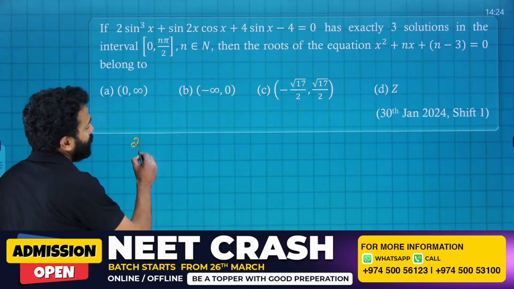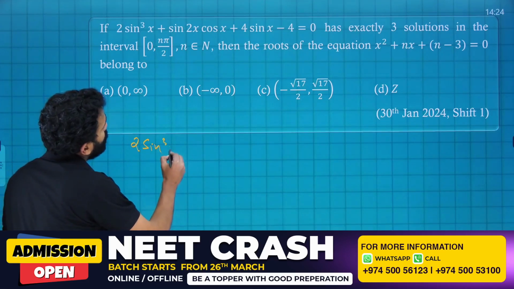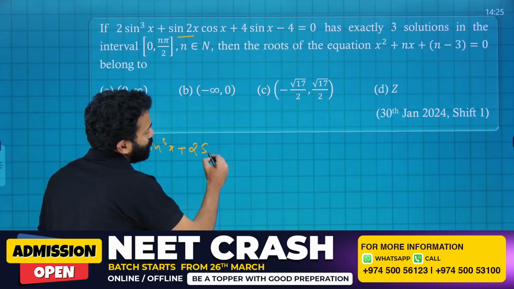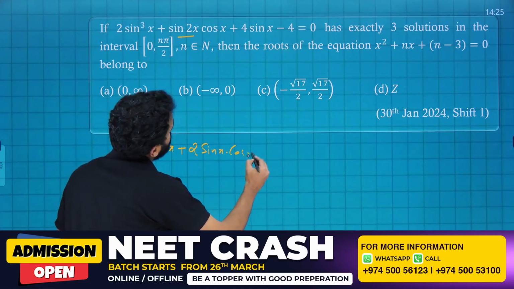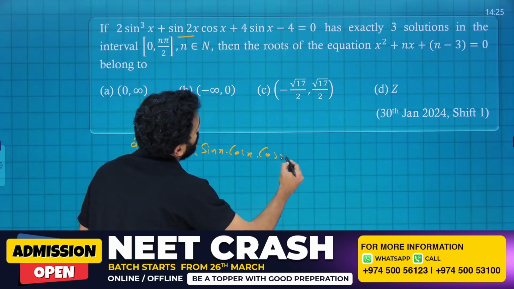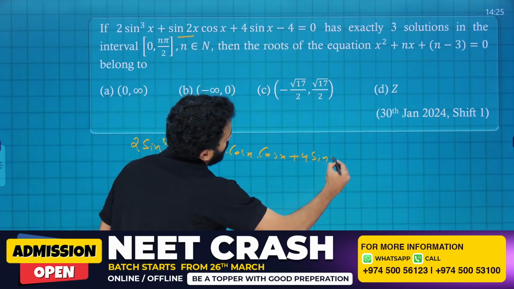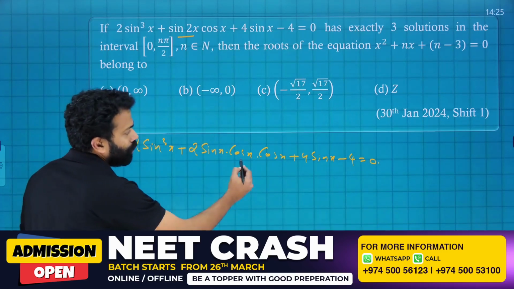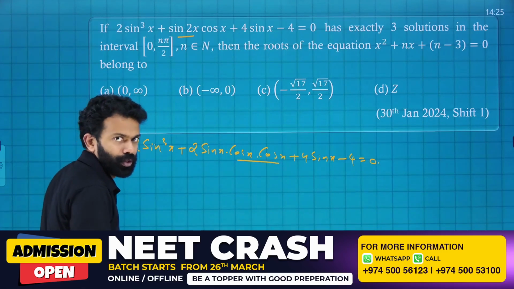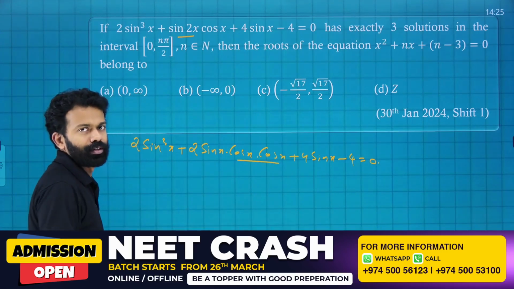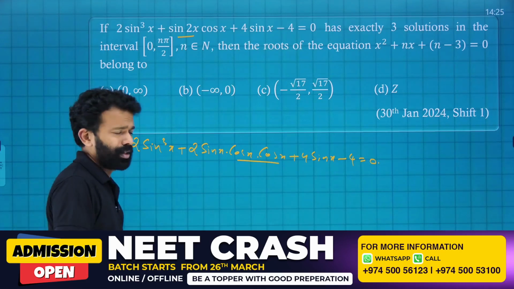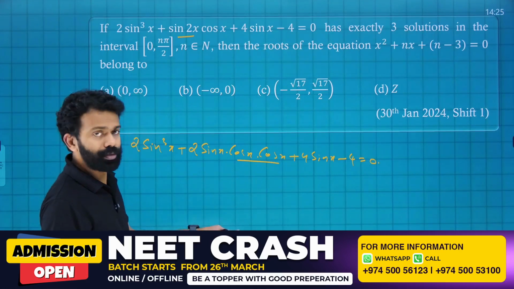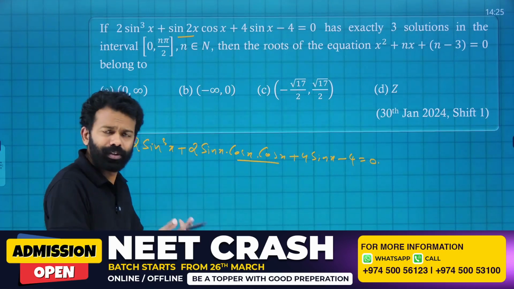It will be 2 sine cube x plus, what is sine 2x? It will be 2 sine x into cos x into another cos x is here, plus 4 sine x minus 4 is equal to 0. So what is cos x into cos x? Cos square x. And how will you convert cos square x? You don't have to go through all the basic steps. It's not a board exam type question. For board exams you need to write all the steps, otherwise you won't get marks. In entrance exams it's okay to skip the steps.